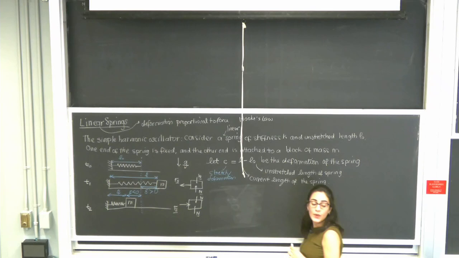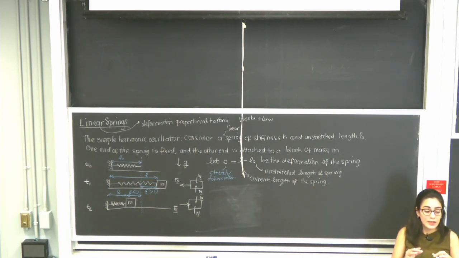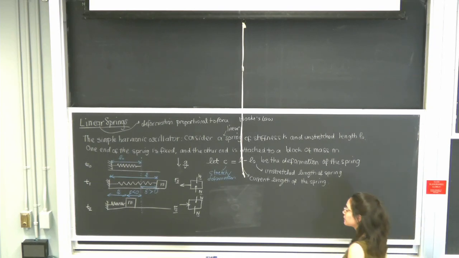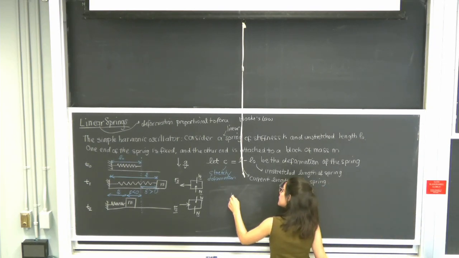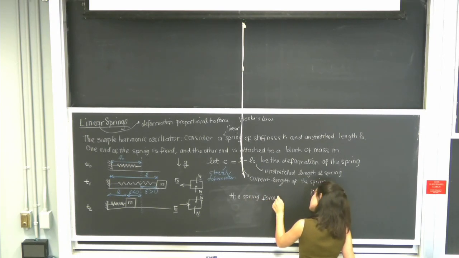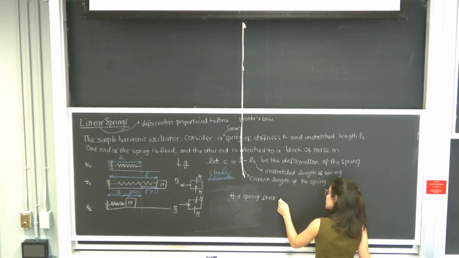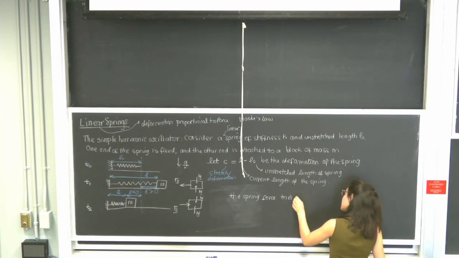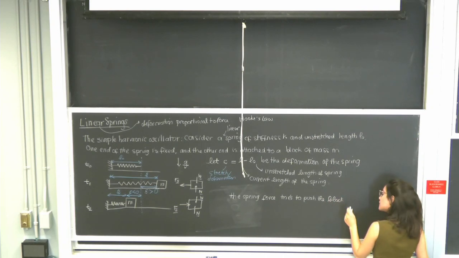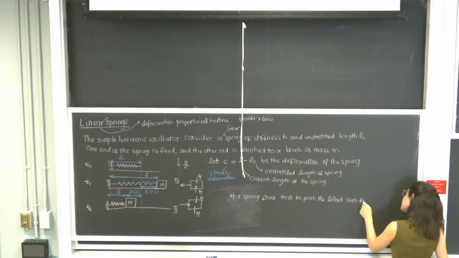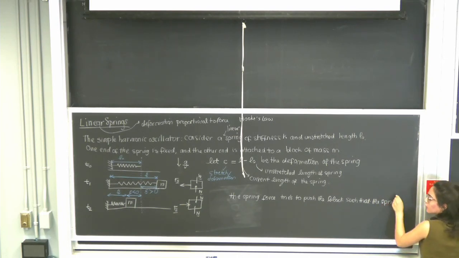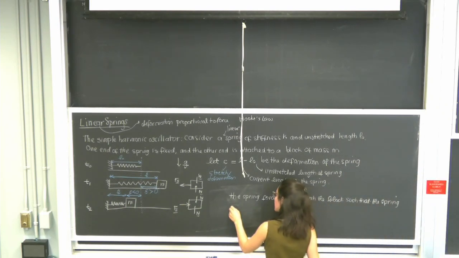It's going to be in the opposite direction. So what's going to happen is that the spring is always going to try to push the mass so that the spring goes back to its unstretched configuration. So the spring force pushes, or tries to push, the block such that the spring goes back to its unstretched configuration.